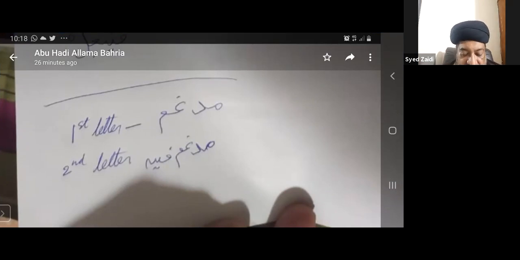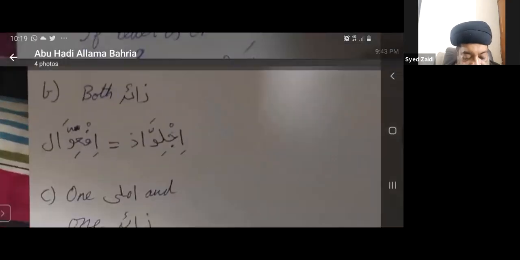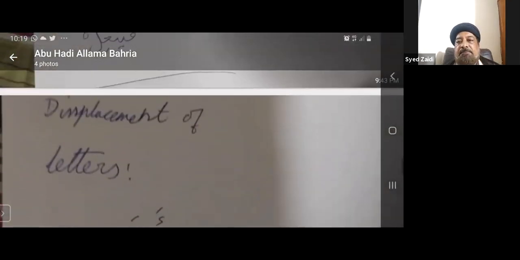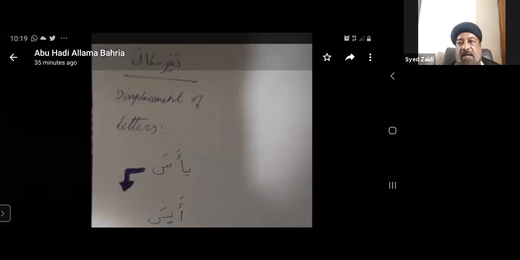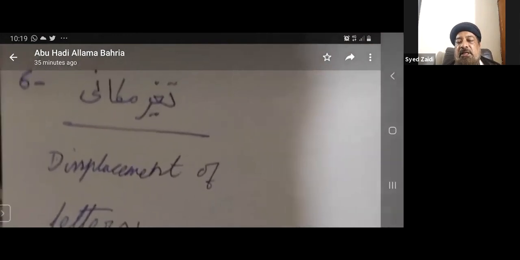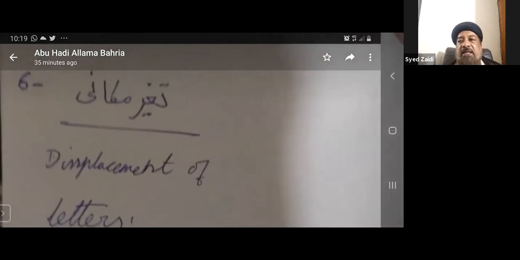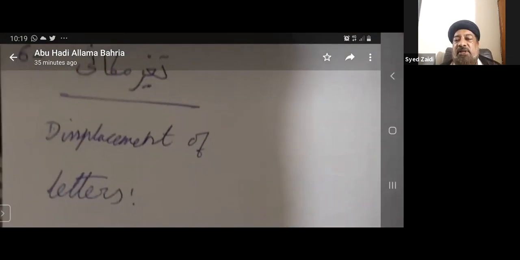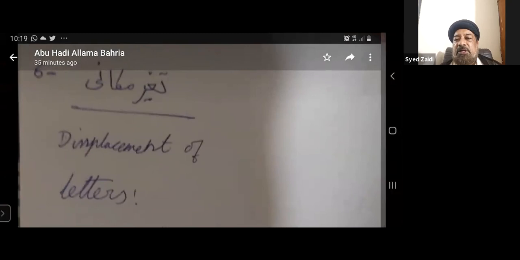Now we're going to discuss the 6th and the last example of the word change that we're going to discuss today. And that is taghyeer makani. Taghyeer makani, like the word itself, if you can refer to the Urdu as well, taghyeer comes from the change, right? Makani is the name, place, right? Makan is place in Arabic, and same as in Urdu. Taghyeer makani is the displacement of letters. Now, this is a really rare kind of a thing that happens, but it does happen.